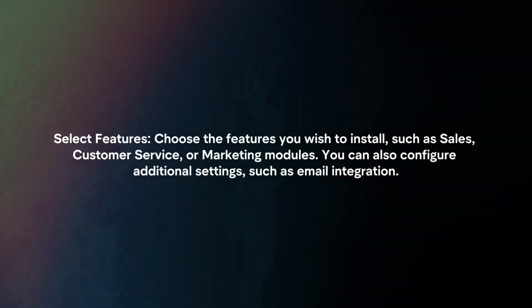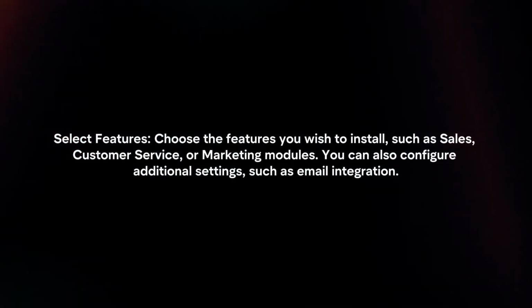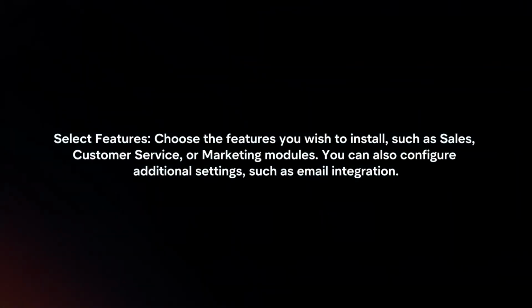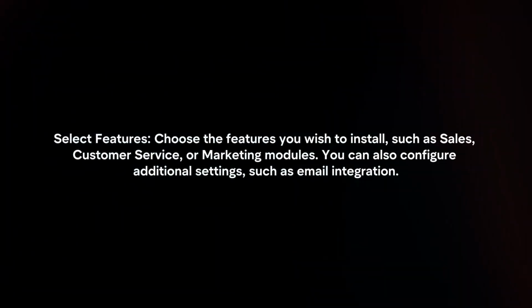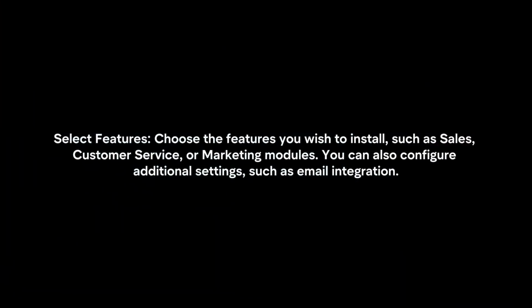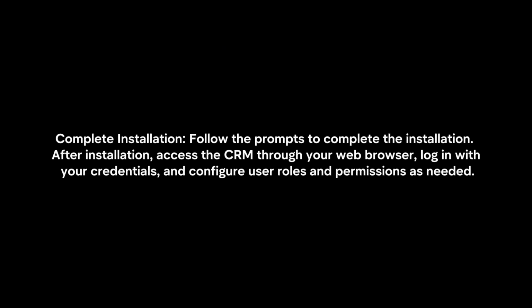Select features. Choose the features you wish to install, such as sales, customer service, or marketing modules. You can also configure additional settings, such as email integration. Complete installation. Follow the prompts to complete the installation.